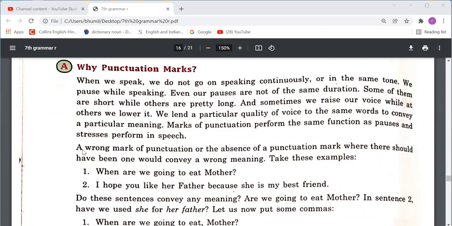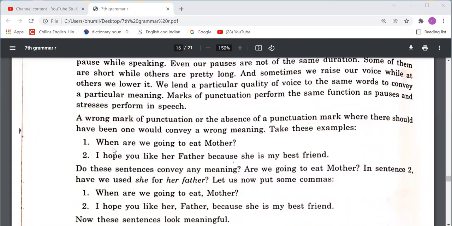The wrong mark of punctuation, or the absence of a punctuation mark where there should have been one, would convey a wrong meaning. Take these examples. Sometimes we put the wrong punctuation mark and it gives the wrong meaning, right? And sometimes we don't use a punctuation mark and the meaning is not clear. So let's read these sentences and understand.